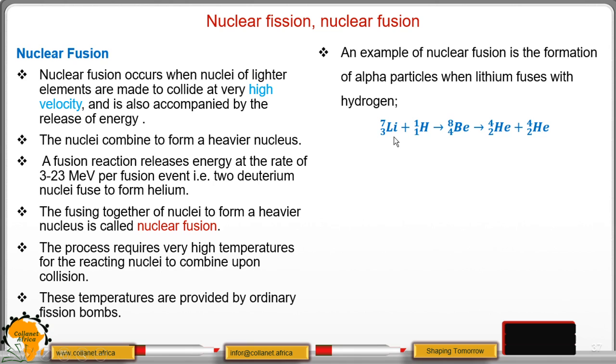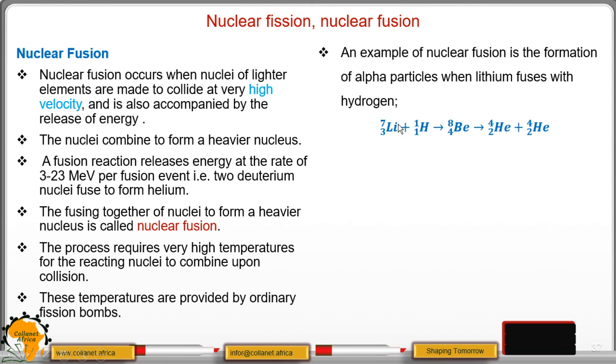In this equation we have lithium that is combining with hydrogen to form beryllium. This beryllium is a radioactive substance, and therefore it disintegrates further to give us two alpha particles. That way, this process of fusion has given us alpha particles.